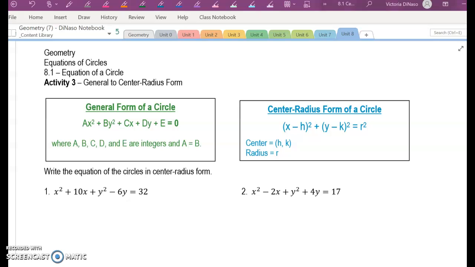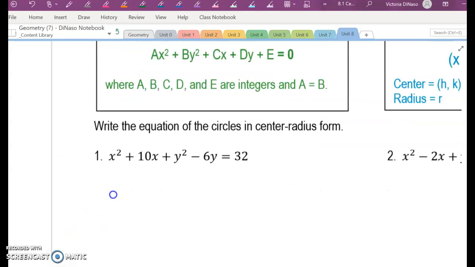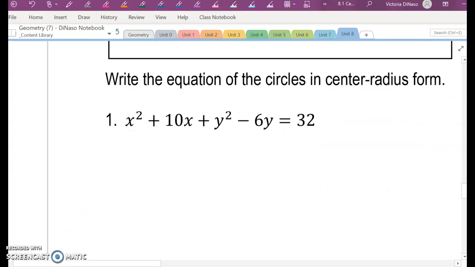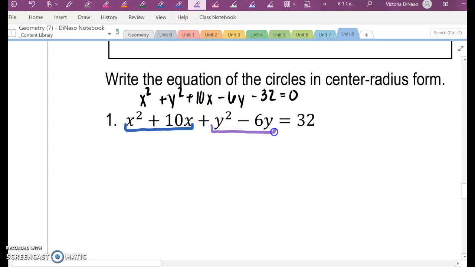The first thing that you have to make sure that you have is the x's together and the y's together, and a constant needs to be moved to the other side. Typically, this is in the form of x squared plus y squared plus 10x minus 6y minus 32 equals 0. That's typically what it's in the form of. What they did was they grouped the x's together, and then they grouped the y's together, and then they moved the constant to the other side, just like you do when you complete the square on one variable.